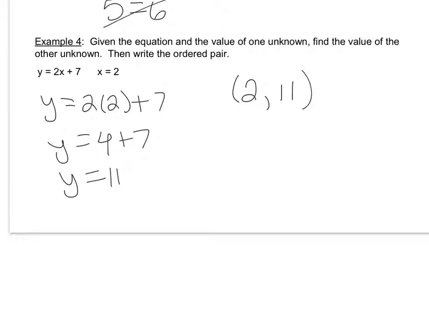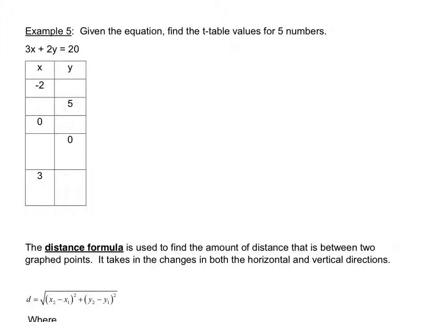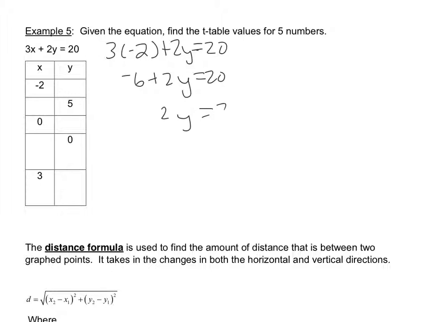Let's take a look at some more examples. Okay, this is very similar. It says, given the equation, find the t-table values for 5 numbers. Now, t-table means you make the shape of a t and you have the x and the y. So, see how we have different values? See, it's telling you x is negative 2. So you plug it in. And then you calculate. So add the 6 over to the other side. You get 2y equals 26, divided by 2, y equals 13.